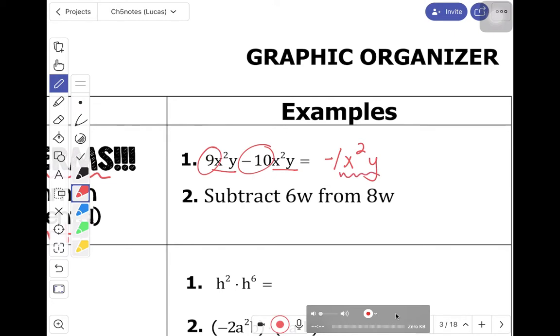So if we wanted to subtract 6w from 8w, we would be doing 8w minus 6w. Do you see how we have the exact same variable part? Both of those terms have a w attached to them. So I can just combine the coefficients. 8 minus 6 is 2, and then the w comes along for the ride.